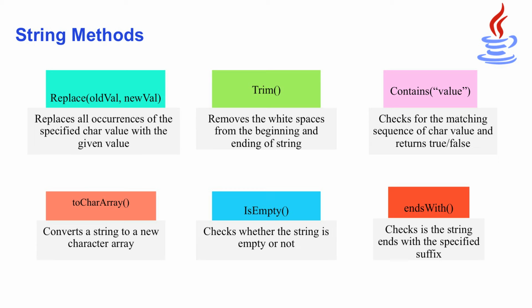And next is the toCharArray method, which converts a string to a new character array. And the next one is the isEmpty method, which checks whether the string is empty or not. And the endsWith method, which checks whether the string ends with the specified suffix. And the last method is the concat method, which concatenates two strings.